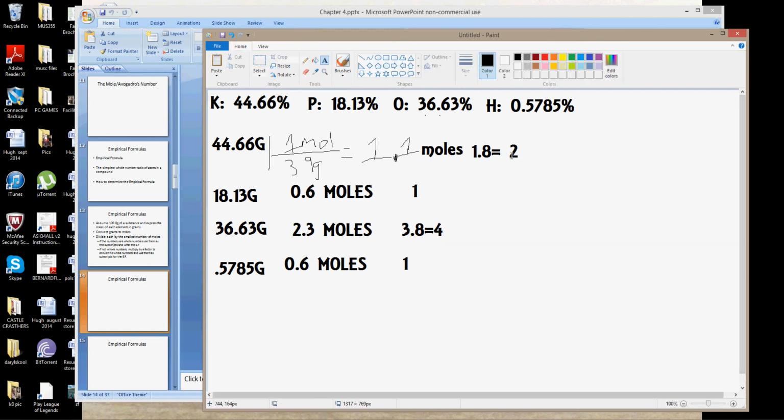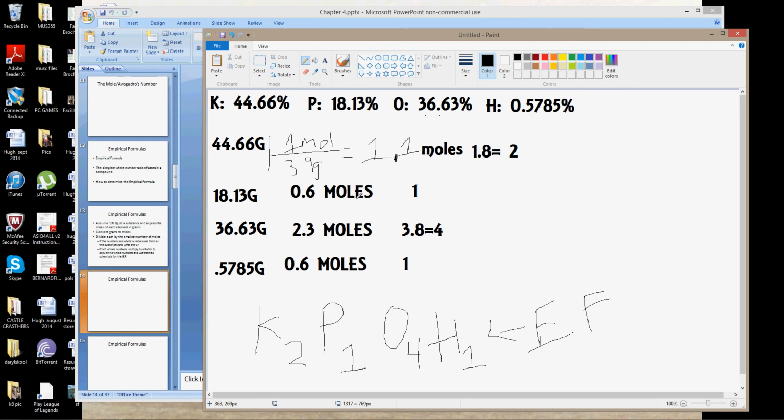Now you look at these new numbers that you got: the number 2, and number 1, and then number 4, and then number 1 again. And those are the new subscripts of the empirical formula you make. So the answer to this problem is K, you see how this was the K one, and then 2 is the subscript. P, subscript of 1. O, subscript of 4. And then H, subscript of 1. And then this is your EF, empirical formula.